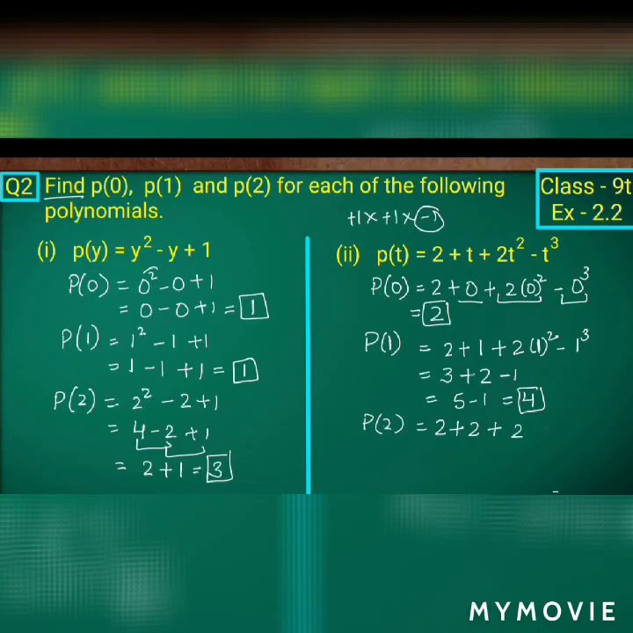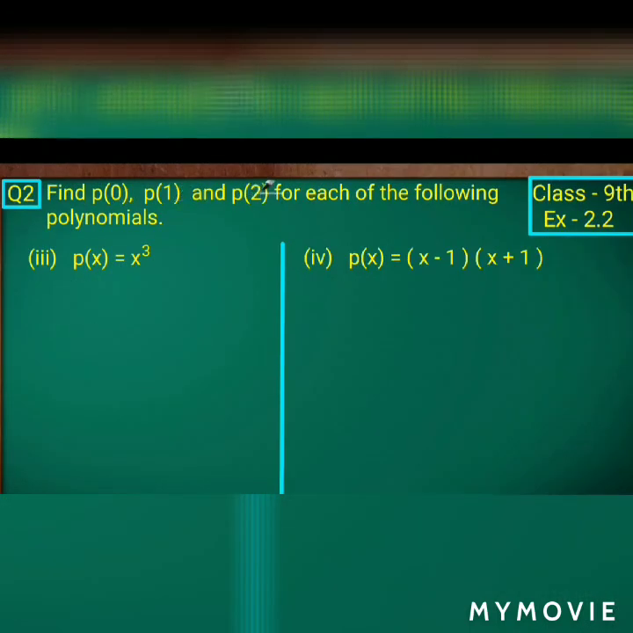2 plus 2 into 2 square minus 2 cube. That is 2 plus 2 is 4, plus 2 into 2 square is what? 4. 4 twos are 8, isn't it? 8. And 2 cube, we know that 2 into 2 into 2 is 8. So plus 8 and minus 8 will get cancelled. What else remains? 4, isn't it? So we got the value of P of 2 as 4.